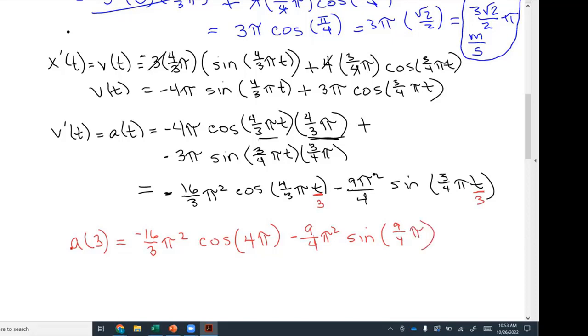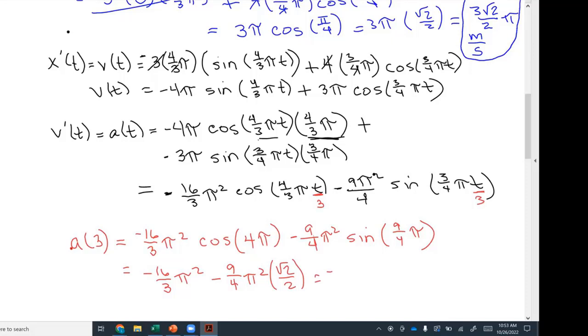All right, well, we've already figured out what those sines and cosines are before. So this is minus 16/3 pi squared. Cosine of 4 pi is the same as cosine of 0, which is 1. So it kind of just disappears. Minus 9/4 pi squared. And again, we've done this before. This is the same as the sine of pi over 4, which is the square root of 2 over 2.